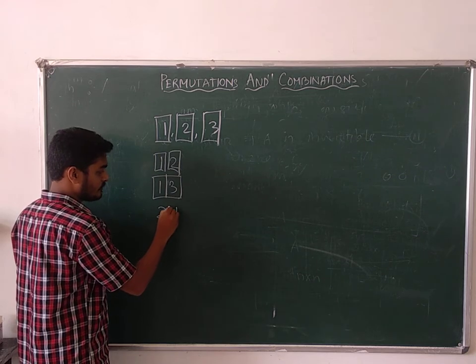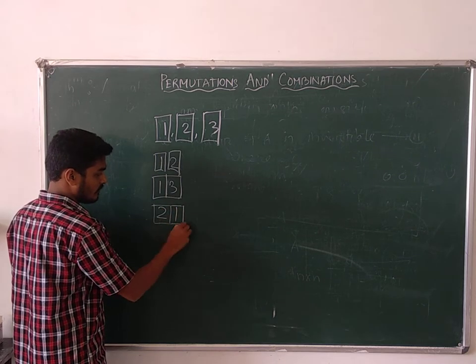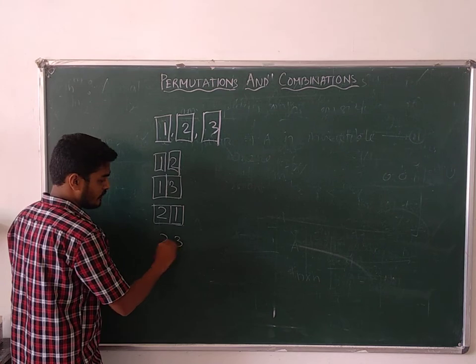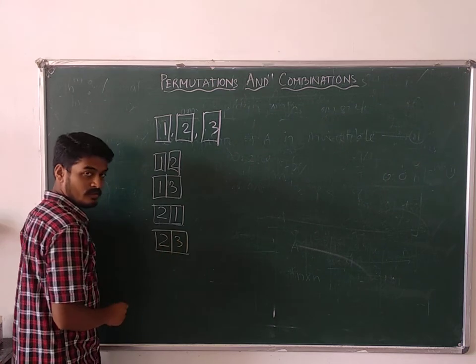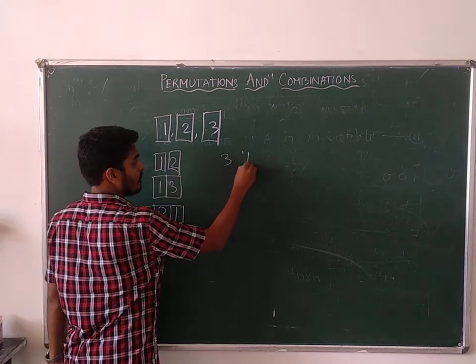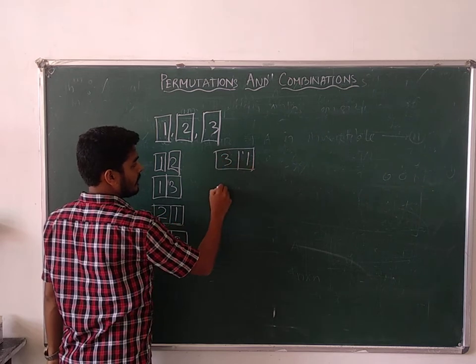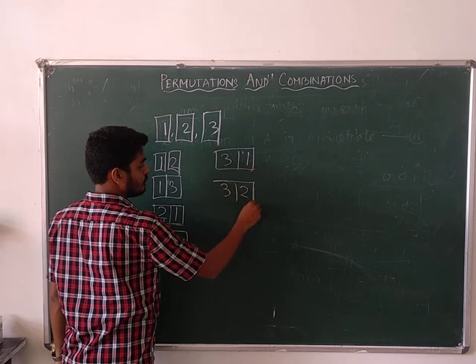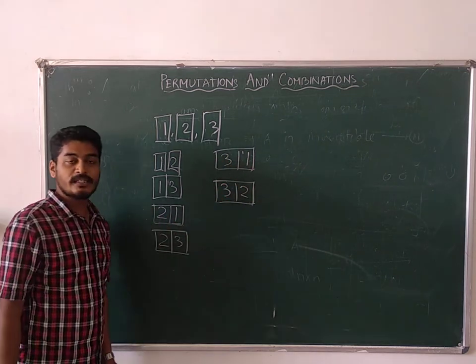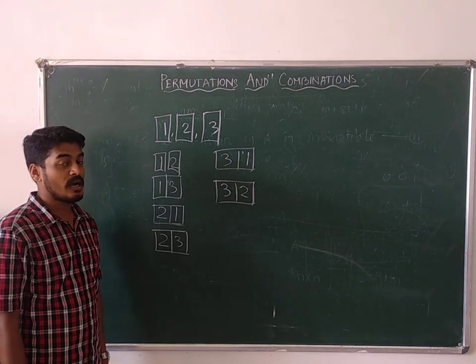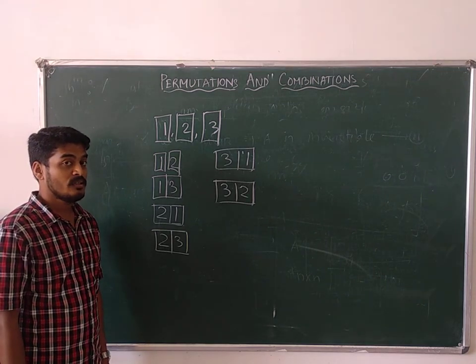Again 2, 1. Then 2, 3. Then 3, 1. Then 3, 2. In this way, we can easily form the 2-digit numbers. How many 2-digit numbers can be formed?